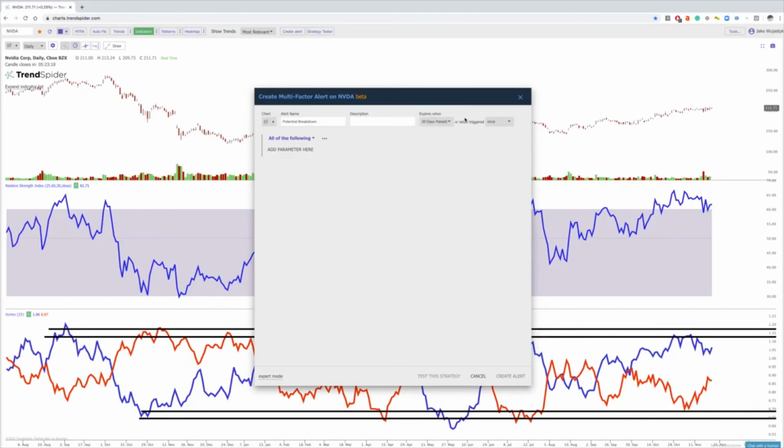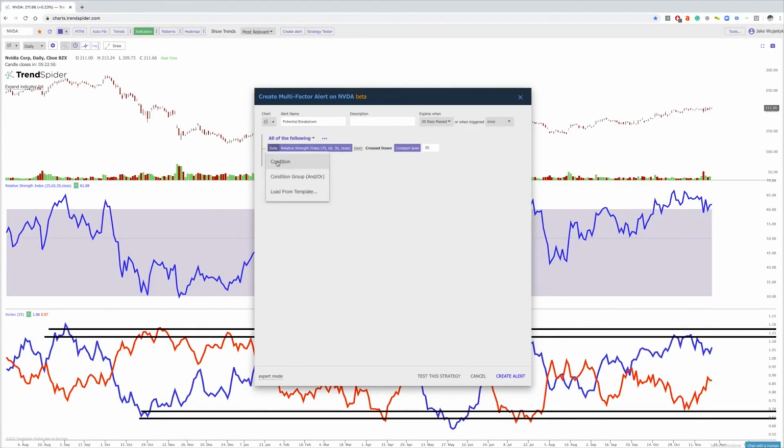And then all we need to do is say the condition, and what we're looking for here is the daily indicator RSI has crossed down through the constant level of, we said, 55. So that's our first condition. Our second condition is the actual vortex indicator cross, which is just the same thing.